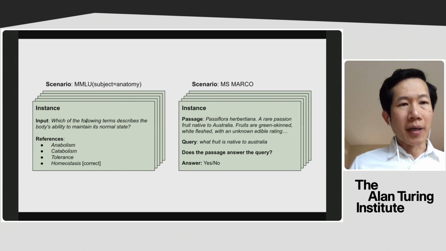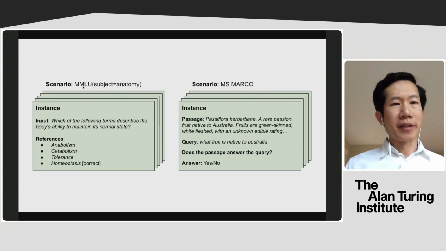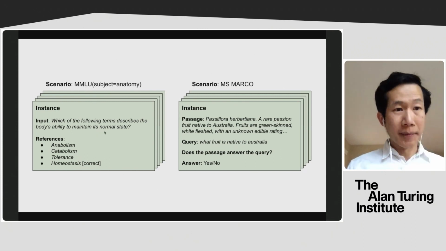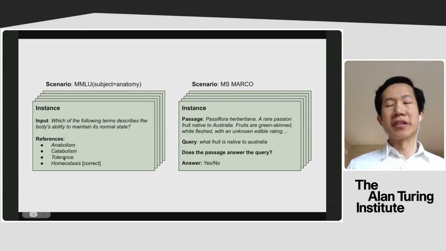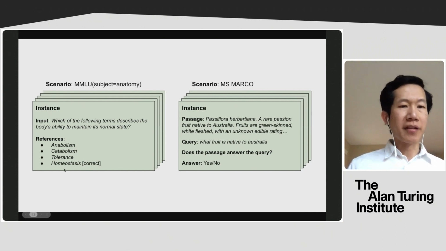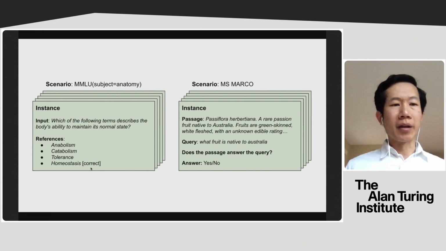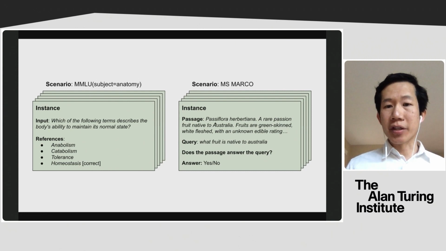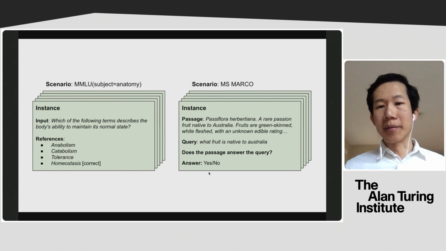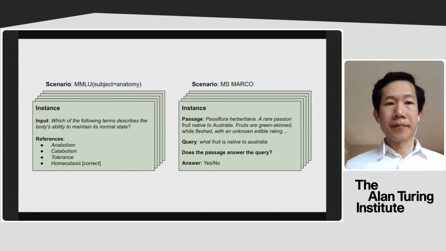So the first scenario is question answering. This is the massive multitask language understanding data set from Hendrycks et al. And here the input is a question, and the set of references, which are in some sense the possible answers. So it's multiple choice question answering, and one of the references here is marked as correct. Here's another one, MS MARCO, where the goal is to do information retrieval. So given a passage and a query, you're trying to answer whether the passage answers the query or not.